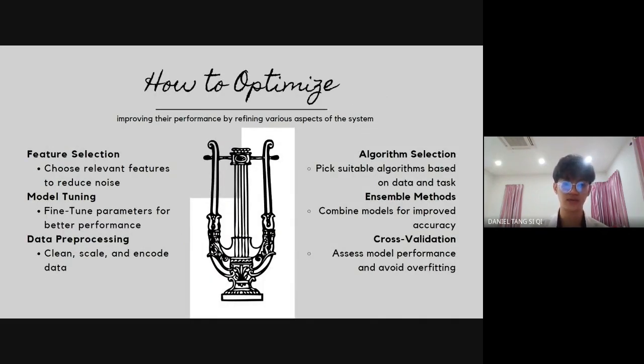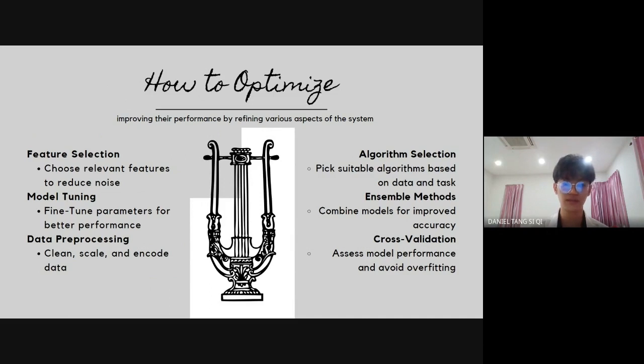Now let's discuss how to optimize pattern recognition systems for better performance. Start by identifying and choosing the most relevant features from the data to reduce noise and focus on important patterns. Then, model tuning involves fine-tuning the parameters of the pattern recognition model to optimize its performance. Data pre-processing is crucial. It involves cleaning the data, handling missing values, scaling features, and encoding categorical variables.